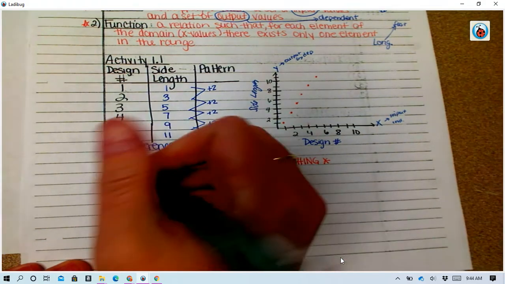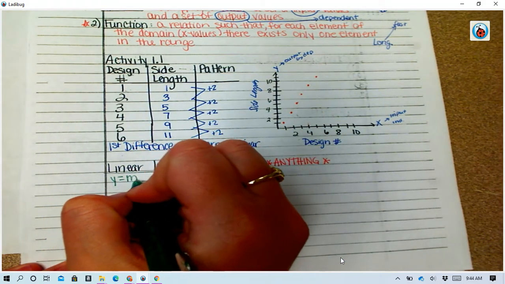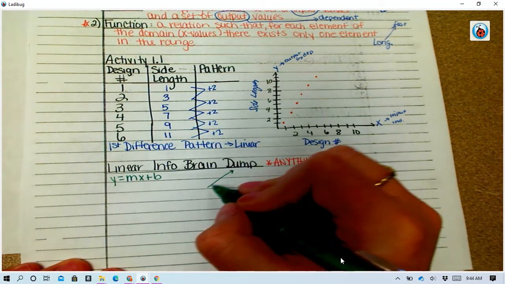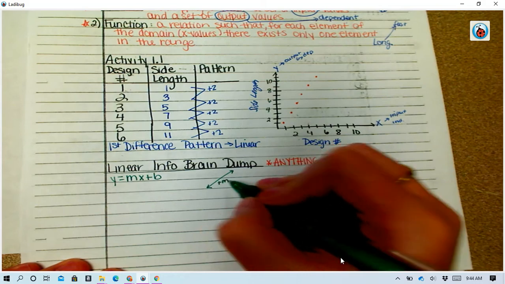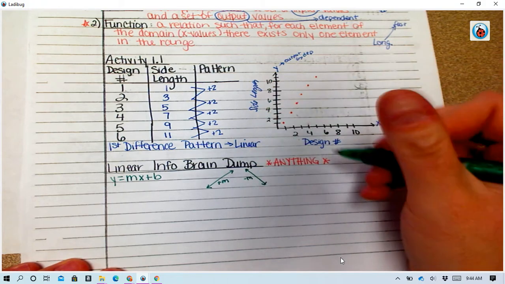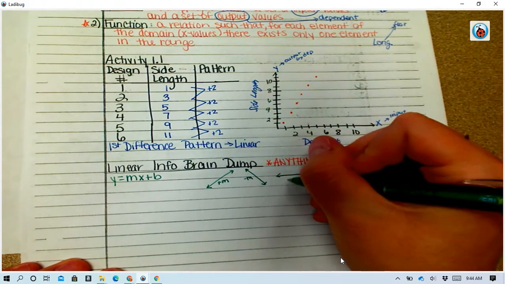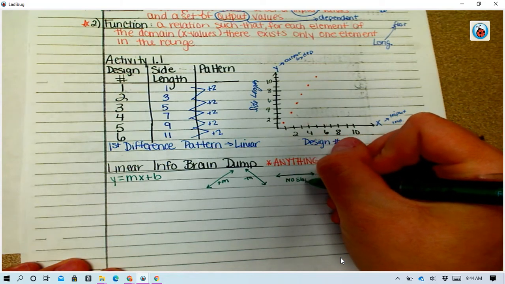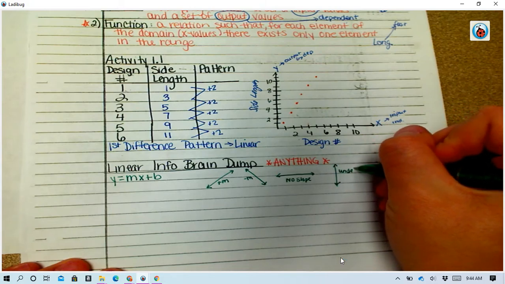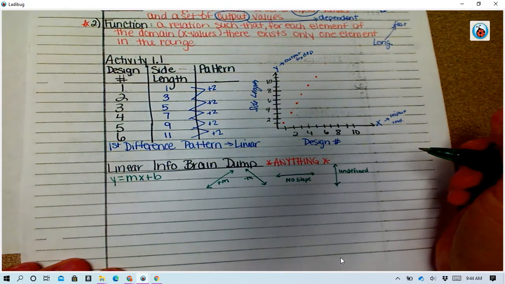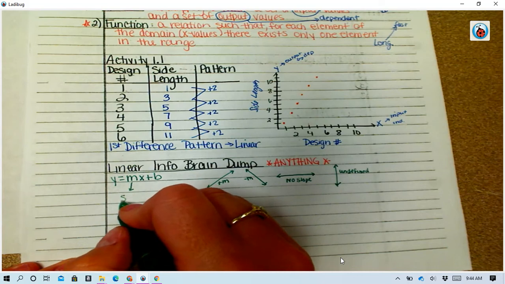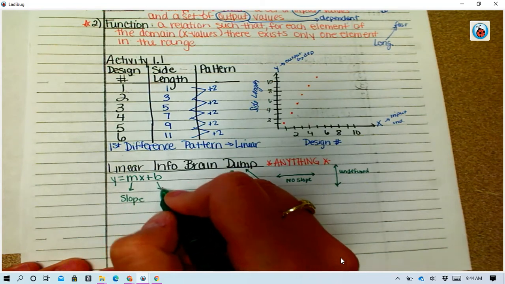So usually when I talk about a line, the first thing y'all think of is y equals mx plus b. I also drew some pictures. I know that if a line has a positive slope, it goes up. If a line has a negative slope, it goes down. If we have a horizontal line, that means we have no slope. And if we have a vertical line, that's an undefined slope. I also labeled, from y equals mx plus b, we know that m is slope and that b is your y-intercept.